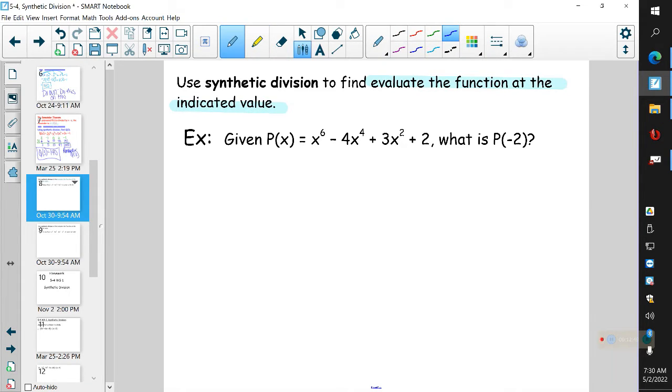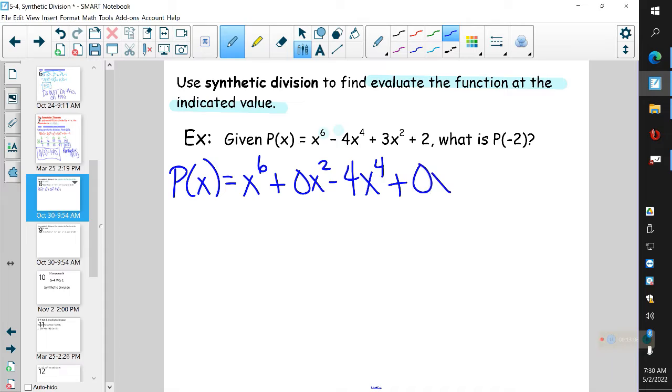So what we're going to do is we're going to check for anything that we are missing. 6, 5, we're missing, so we're going to rewrite P of x. So P of x is going to be 1x to the 6th plus 0x to the 5th minus 4x to the 4th. I'm missing a power of 3, so that's 0x cubed, plus 3x squared. I'm missing a 0x plus 2. That's my polynomial. And I want to evaluate it at negative 2.